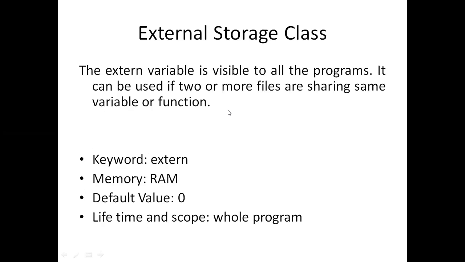Okay. Then we have external storage class. So this external variable is visible to all the programs, and it can be used if two or more files are sharing the same variable or function. So sometimes it happens that we are using two different programs, and we are sharing the data between those two programs. We have to write the extern keyword before that variable, and you know that the memory it takes is RAM, and the default value is 0.